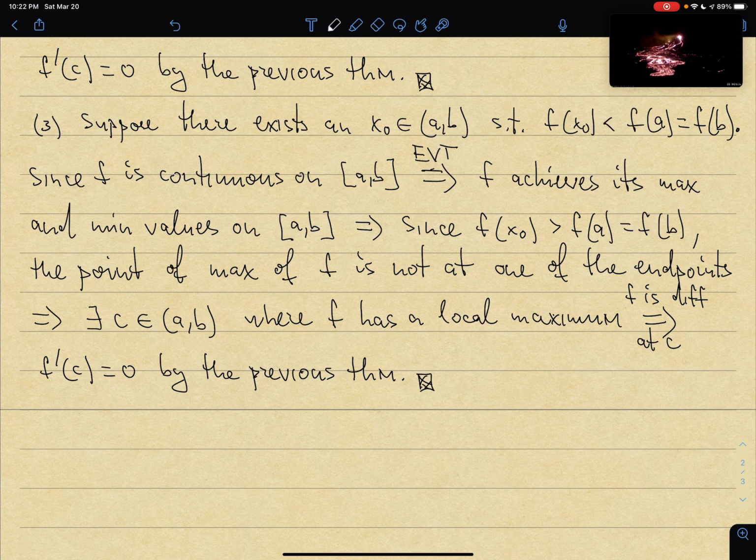f is still continuous, f still achieves its maximum and minimum values on AB, and then since f of x0 is less than f of a and f of b, then a point not of a maximum, but of the minimum of f is not going to be at one of the endpoints. So therefore, there exists a C where f has a local, now minimum.